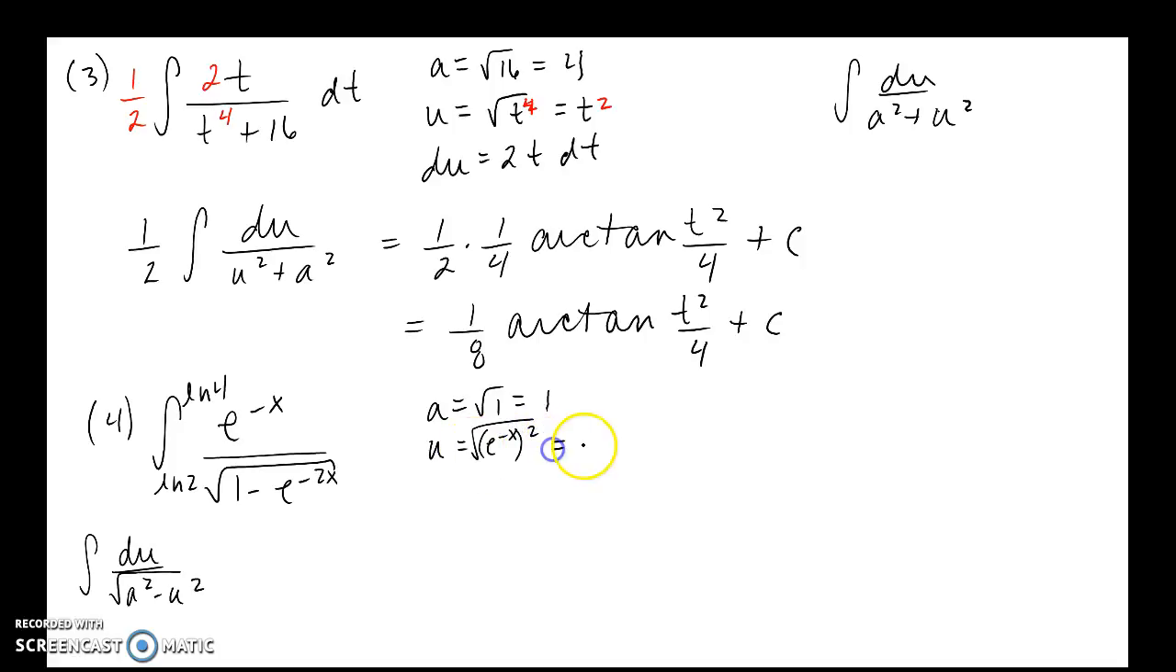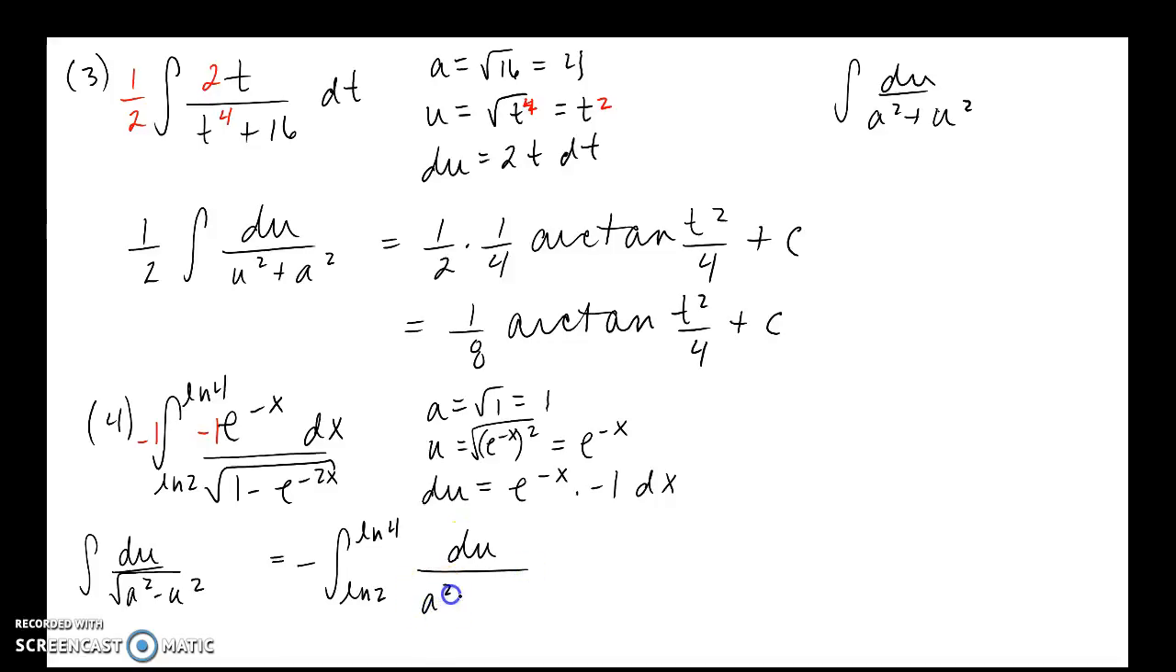So u will be e to the negative x. The derivative of that is itself times the derivative of the exponent. So again, we have a function in terms of x here, but our u substitution will take care of that. Put a negative 1 out front. I don't have the dx in there. So I have negative integral from ln of 2 to ln of 4 of du divided by the square root of a squared minus u squared. So our antiderivative rule, the opposite of the arc sine of u over a, from the natural log of 2 to the natural log of 4.